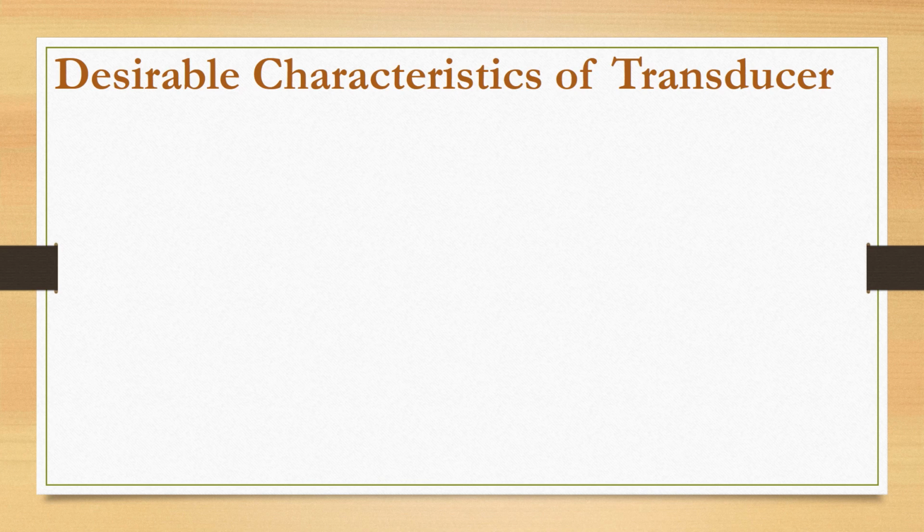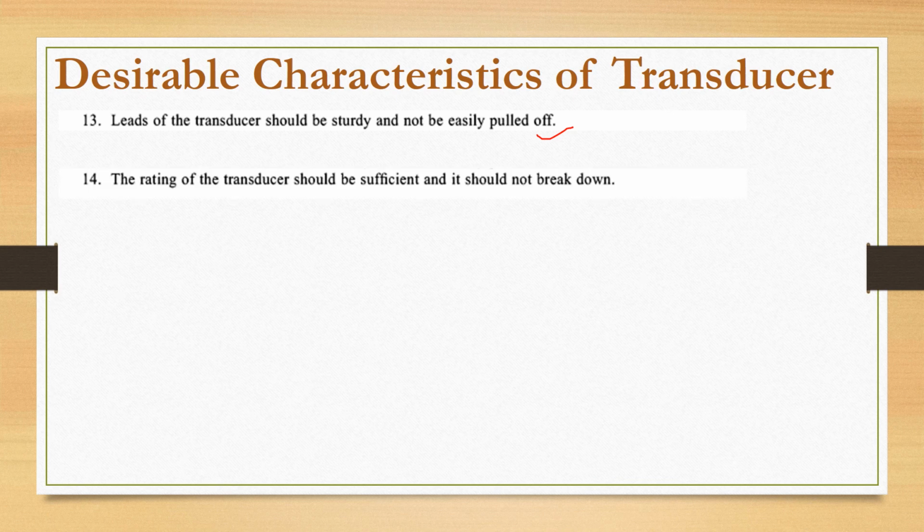Now next we will see some more desirable characteristics. Leads of the transducer should be sturdy and not be easily pulled off. Means if you connect the transducer once, then it should be fixed enough so that no one can easily pull it off. And the next characteristic is this: the rating of the transducer should be sufficient and it should not break down.